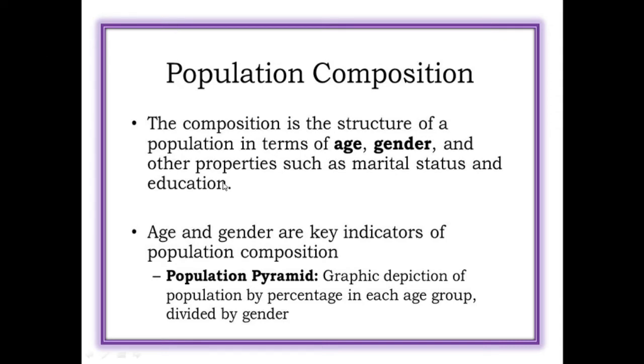Here I have given more definition of population composition. Age and gender are the key indicators of population composition. This is your 1 mark question: what are the key indicators of population composition? What are population pyramids? These are the graphic description of population by percentage in each age group divided by gender.